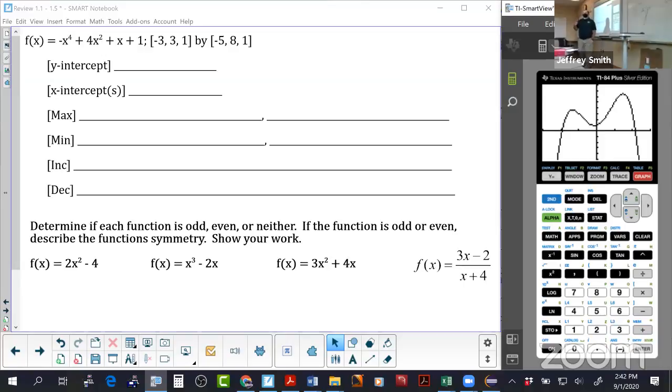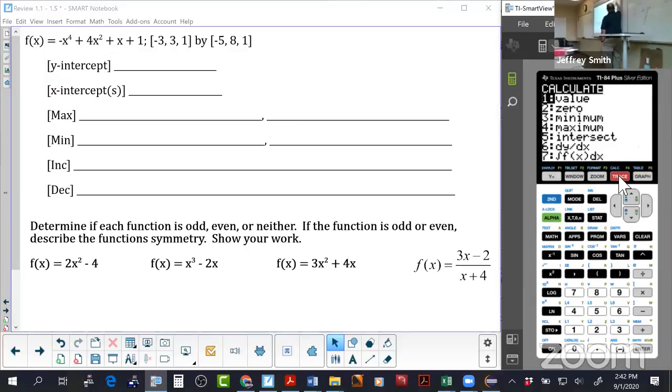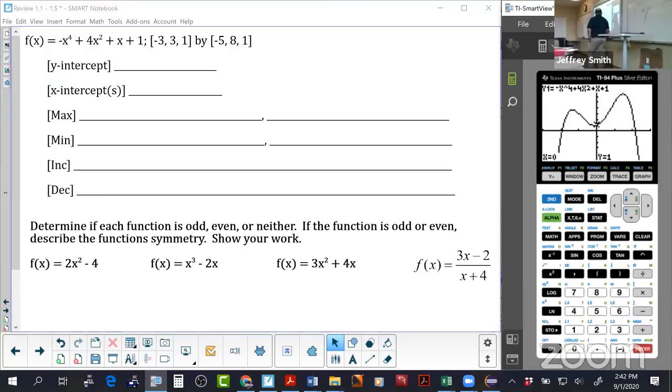Y-intercepts. To find y-intercepts, you plug 0 in for x. That rule never changes for functions, no matter what you're using. Now, that may not be obvious how to do this on the calculator, but to find y-intercept, you go second, calculate, and you're allowed this value, you can plug x's in. So number 1 is value, and you can plug a 0 in for x, and it'll tell you the y. So 0, 1. Value is the very first thing in calculate for y-intercepts.